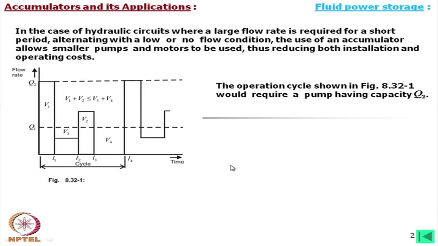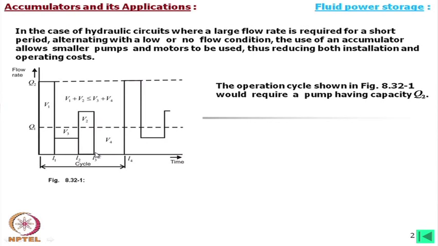Now, if we look into the operation cycle of any system which would require a pump having capacity of Q2, then say initially it needs V1 and then V3, then volume V2 and then V4 and so on. It goes on like this. This is one cycle, the next cycle is similar. In that case, we also consider V1 plus V2 is less than V3 and V4. Here V4 apparently is 0, and this is the duration of such volume.